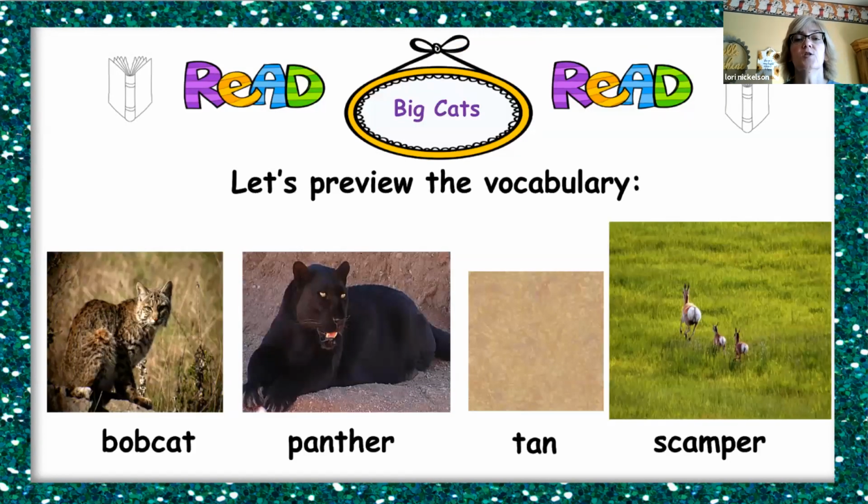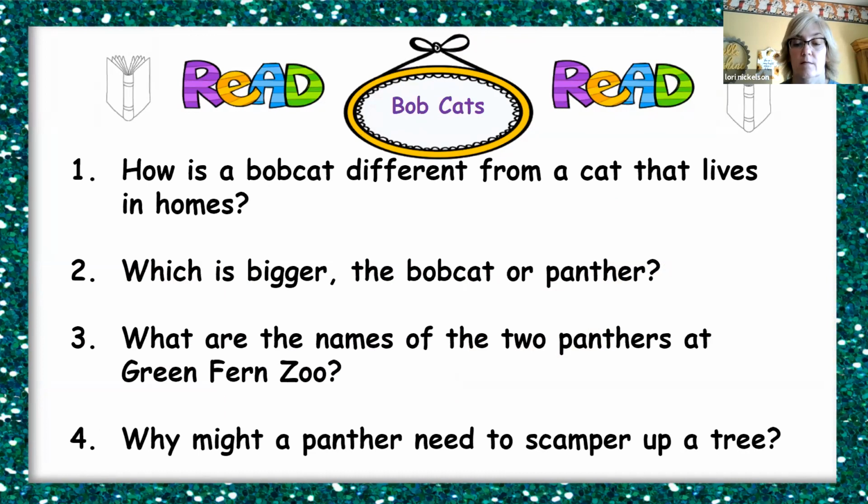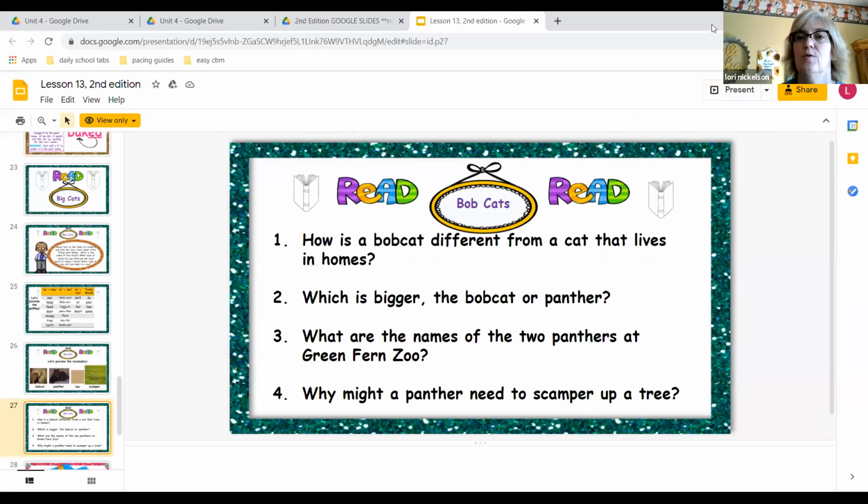All right, so let's look at some vocabulary. We've got bobcat. Ooh, it's a type of big cat. Panther, it's a big cat also. Tan, it's like a skin color. Scamper means to run. All right, so now let's go to our story.